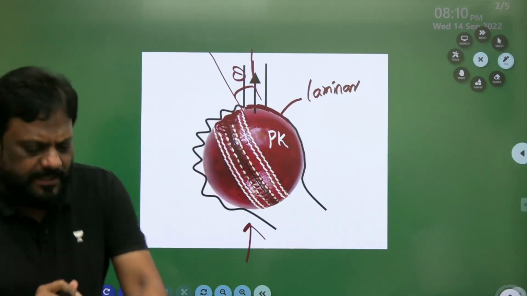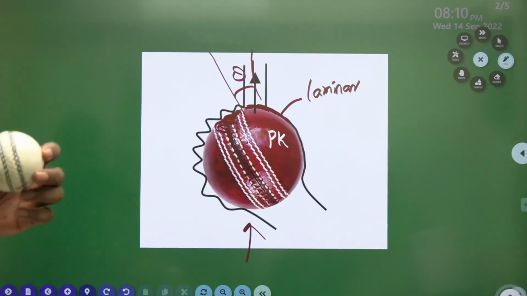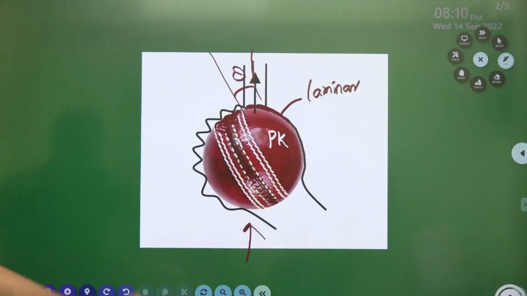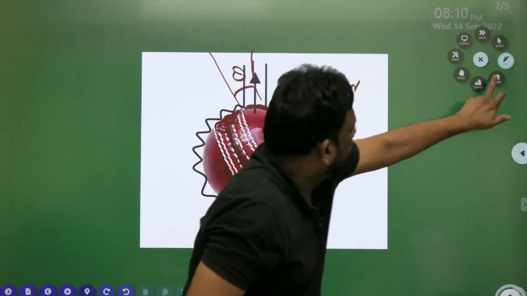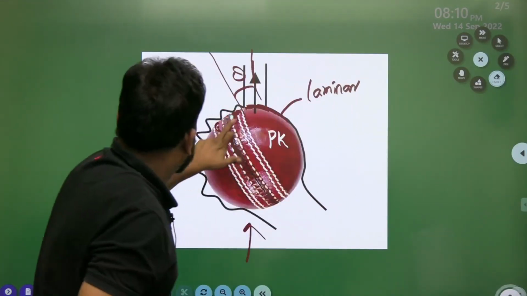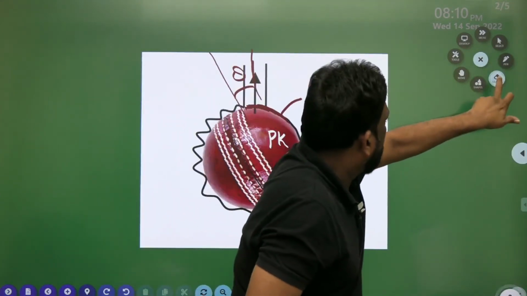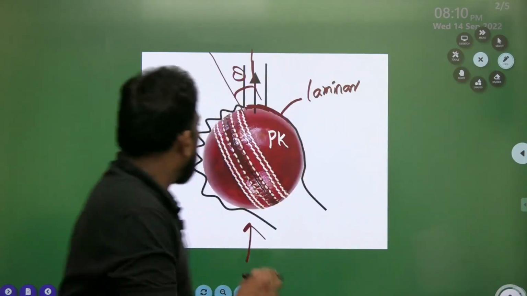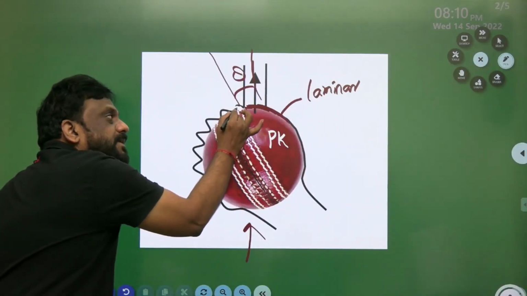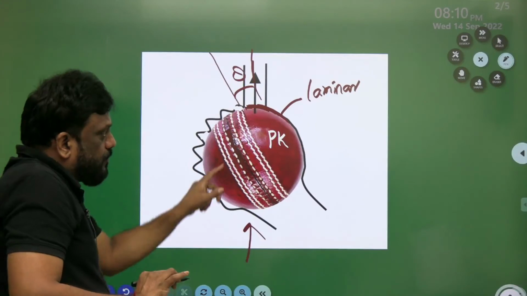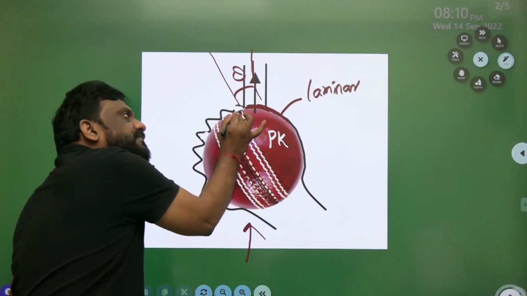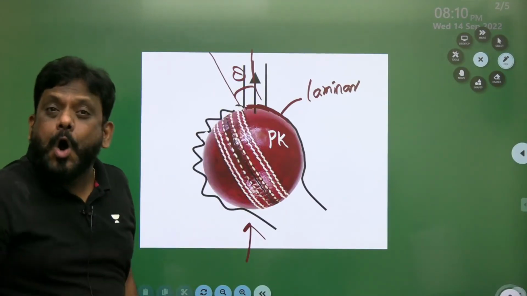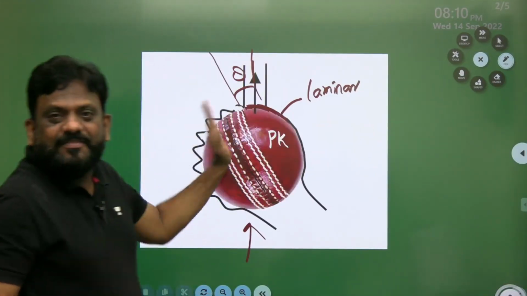Due to the seam, look, as there is a seam, you have a rough surface. Therefore, because of this seam, my dear students, now this will become turbulent. So even though the surface is smooth, because of the projections that we are stitching, it becomes turbulent. Oh my God. One side it is laminar, the other side it is turbulent.